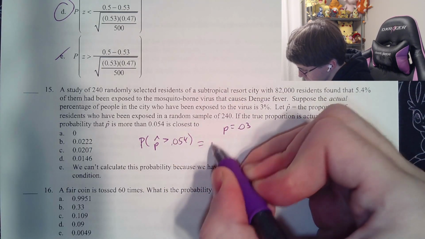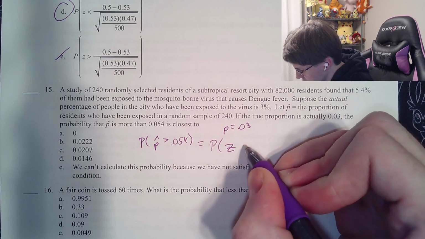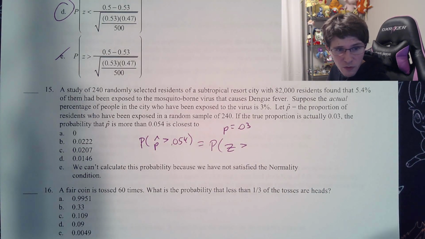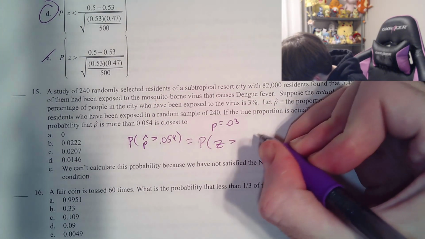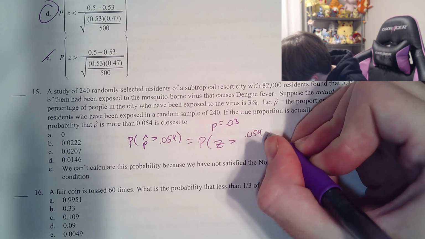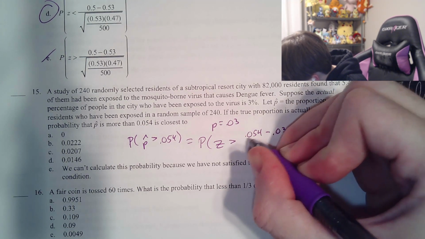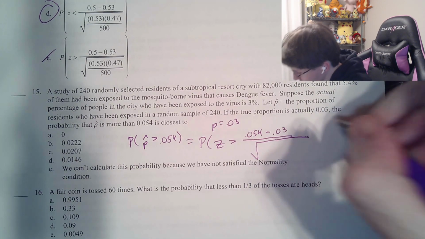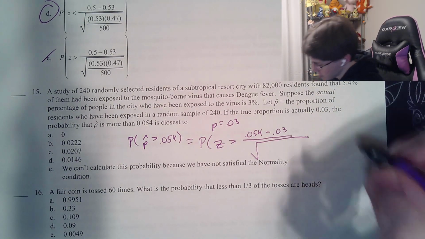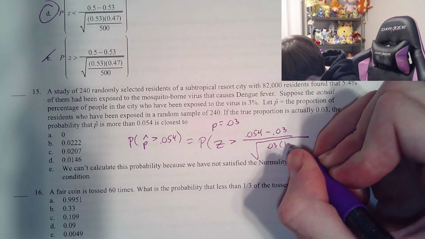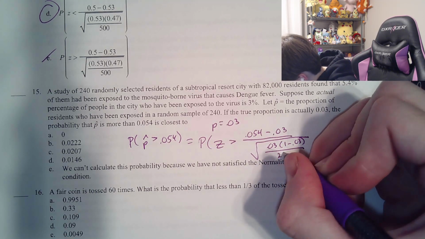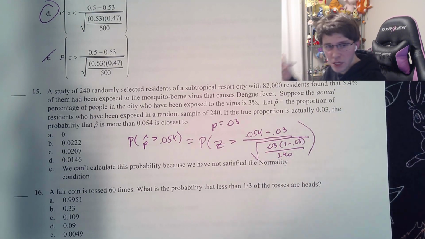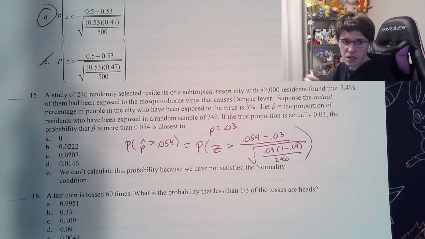That's going to be equal to the probability of z being greater than, and we're using our formula from up above, the exact same one, p hat minus p over the standard deviation. So our p hat is 0.054 minus 0.03 divided by our big huge square root, and again we're using our 0.03 value here. So we have 0.03 times 1 minus 0.03 divided by our sample of 240. But you do want to be careful as you're plugging this in, because we're doing the probability of a z-score.